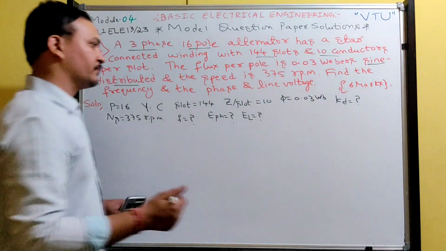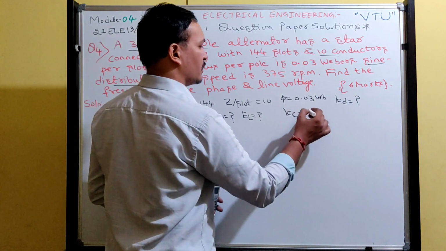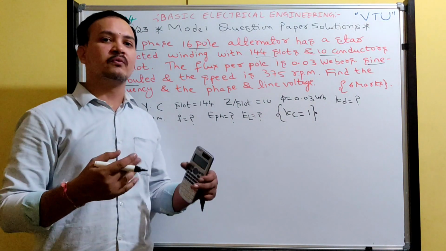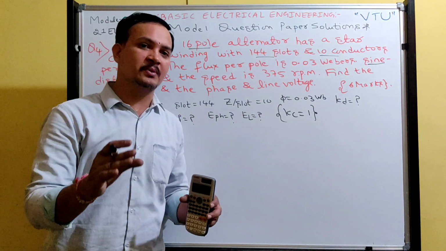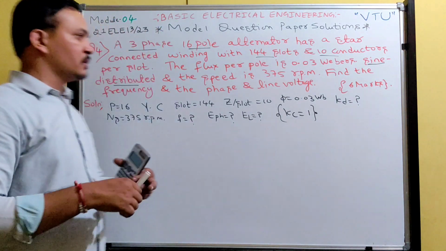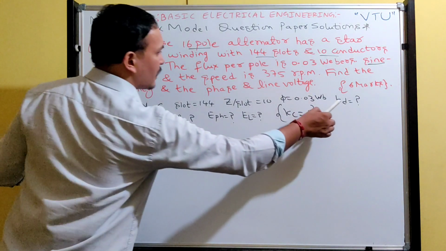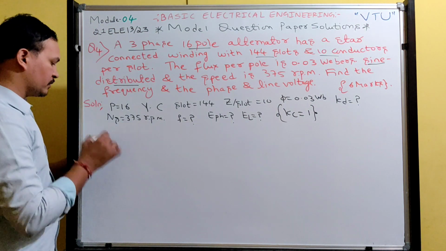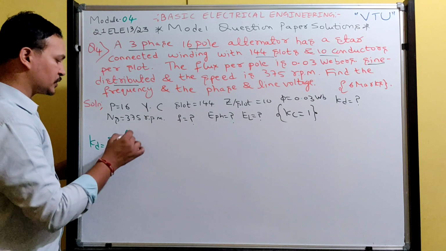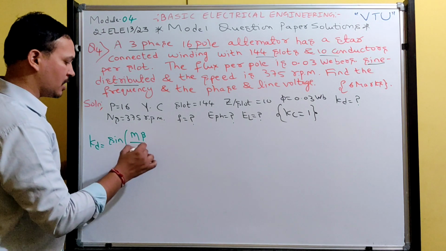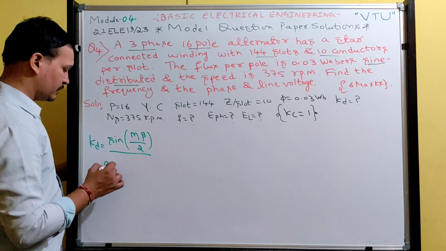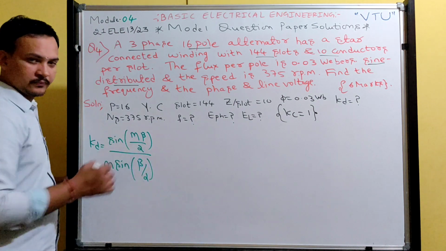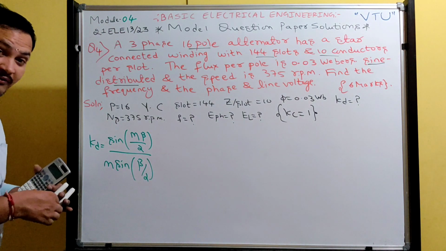And KD I want to calculate. What about KC? KC is not given. You can directly assume KC is equal to 1, because you are assuming full pitch winding. Now let me calculate KD. To calculate KD, you have to remember this formula: sin(m beta by 2) divided by m into sin(beta by 2). Very simple problem, simple formula.